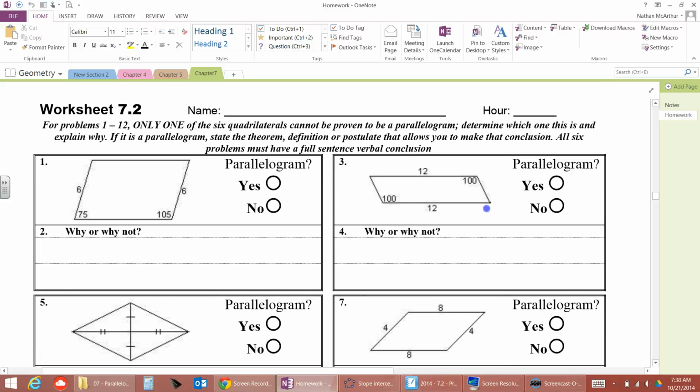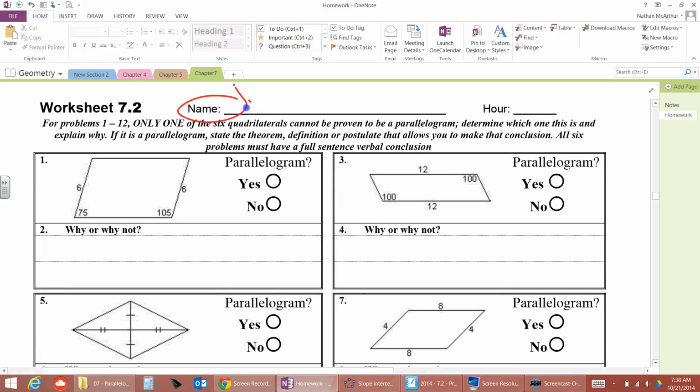Alright, this is homework 7.2. Make sure you put your name on it and put your class period. Okay, alright, is this a parallelogram? Yes. Oh, I'm going to go ahead and say why or why not.